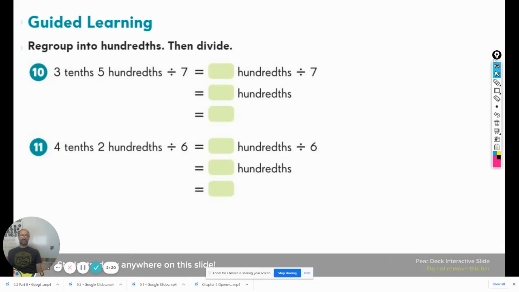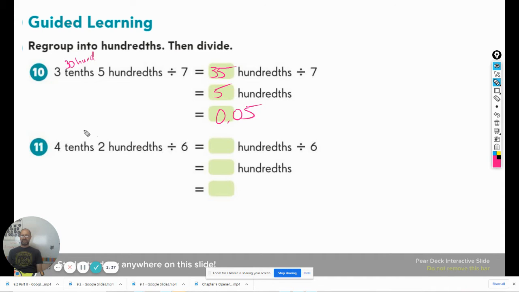Okay, regroup into hundredths and then divide. 3 tenths and 5 hundredths is 30 hundredths and 5 hundredths, which equals 35 hundredths divided by 7, or 5 hundredths, or 0.05. 40 tenths and 2 hundredths divided by 6 is 42 hundredths divided by 6, or 7 hundredths, or 0.07. Pause and read through that if you need to.